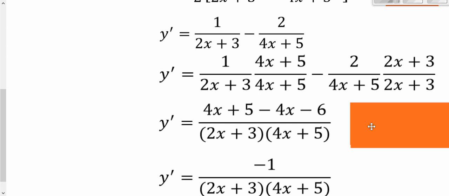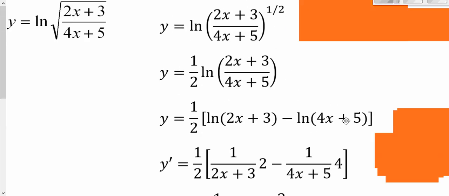Most people would find this approach a lot easier than going 1 over this big ugly root in fractions and then doing the chain rule of that. So it can be done either way, but most people find using properties of logarithms, since we're dealing with logs, an easier way to help us out.